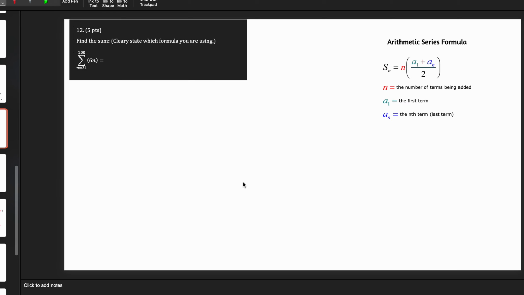Okay, next. Find this sum, the sum from n equals 31 to 100 of 6n. Okay, so in order to do this question, we need to use the formula for the nth partial sum of an arithmetic sequence. This is an arithmetic sequence because you're adding by 6 each time. If you were to see this, the 50th term here would be 300, and then the 51st term would be 306, and so on. So you're just adding by 6 each time. This is an arithmetic sequence.